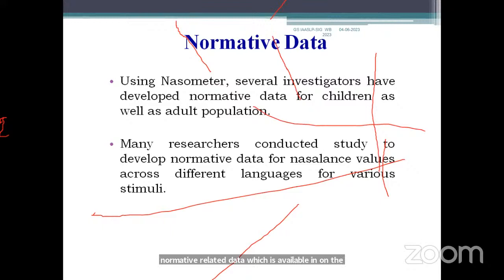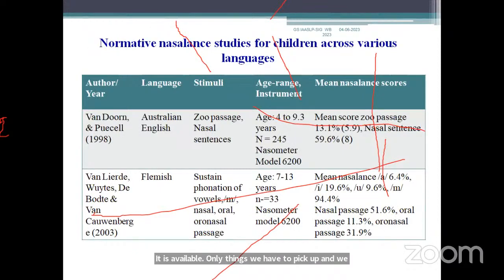It is available. The only thing is we have to pick it up and use it based on our requirement. So these are some normatives which I am aware of, which are available in the form of publications.